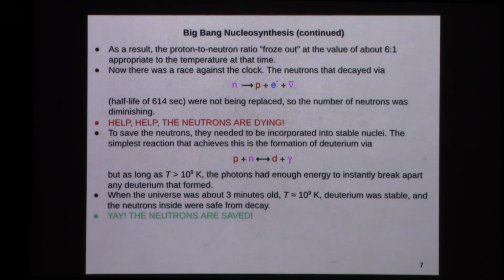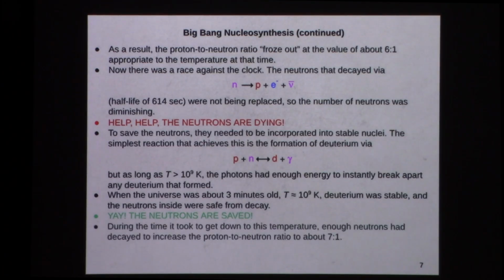During the time it took to get down to this temperature, enough neutrons had decayed to increase the proton to neutron ratio to about 7 to 1. Well, this is what happens when you don't read the notes right before class. That's where I'm going to get my 7 to 1 ratio in here. Like I said, in a minute we'll see that 7 to 1 is more appropriate for our calculation, just like I said before.